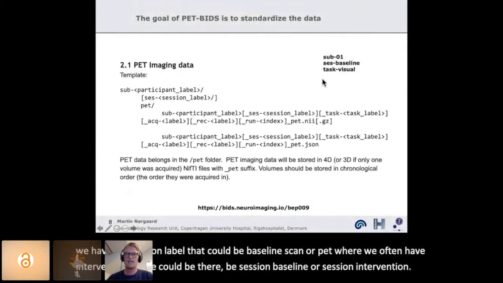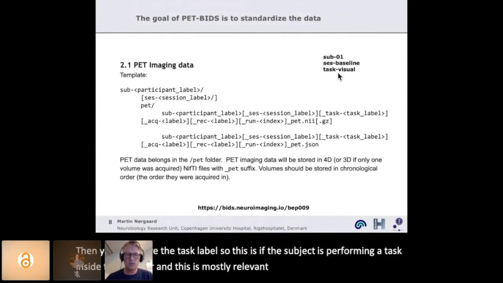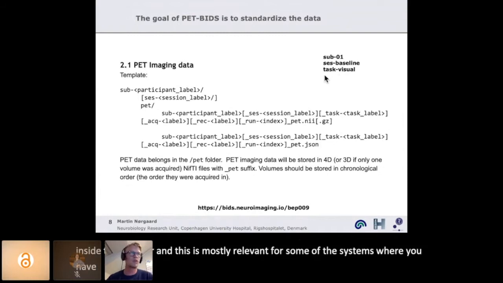Then you also have the task label. So this is if the subject is performing a task inside the scanner. And this is mostly relevant for some of the systems where you have a combined PET-MR scanner, where you want to do some functional paradigm while measuring the PET data.